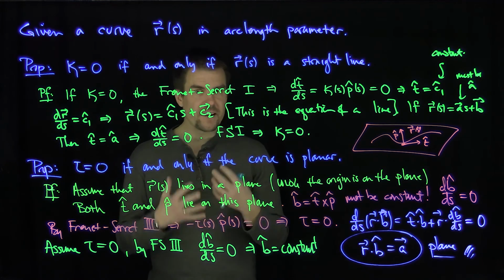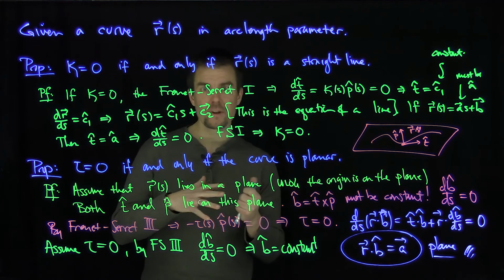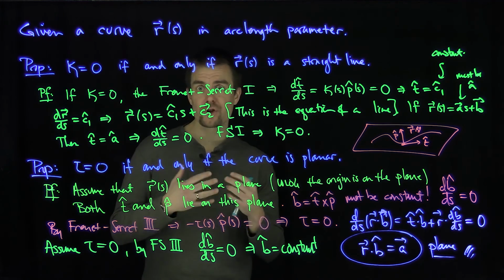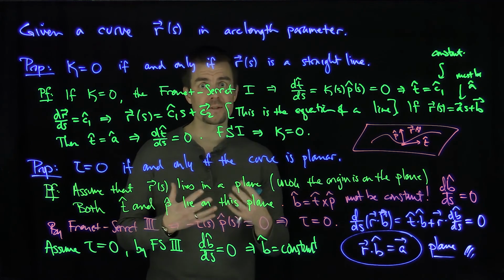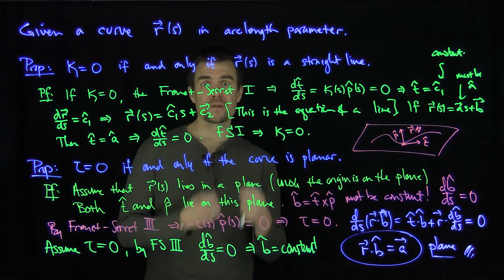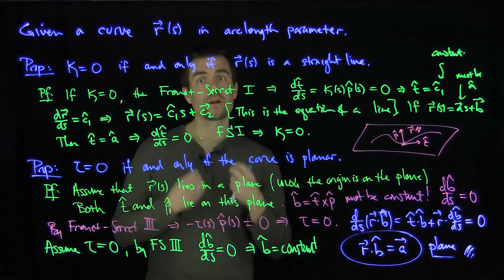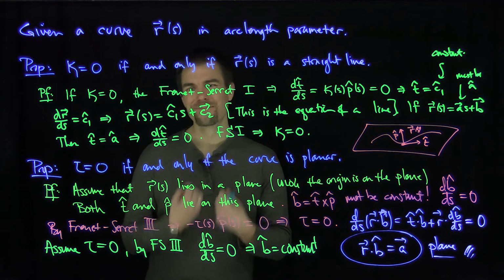So one nice thing to check is if you have a curve, you should check if there's a linear relationship between the x, y, and z coordinates. If there's a linear relationship between the x, y, and z coordinates, you can automatically conclude that the torsion is equal to 0. Thank you very much.